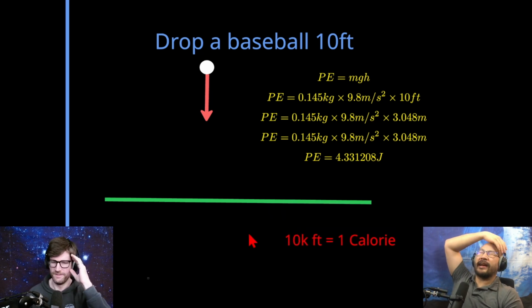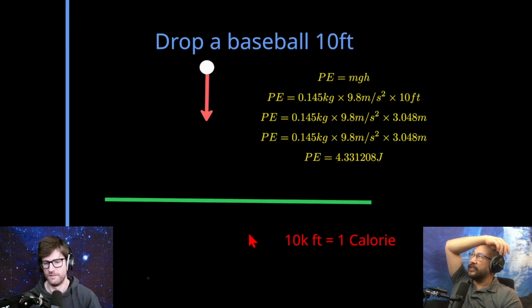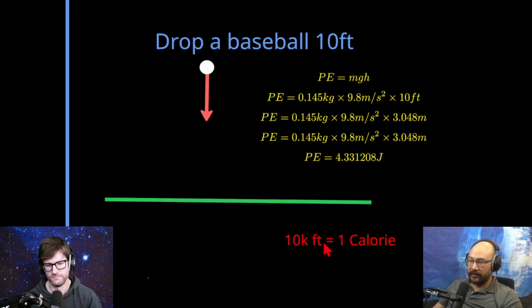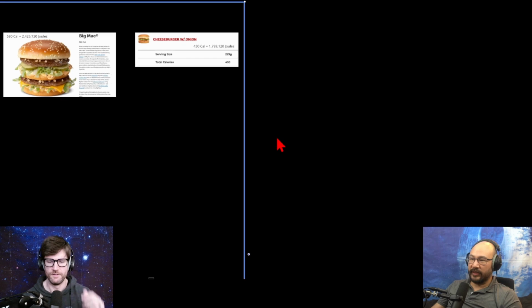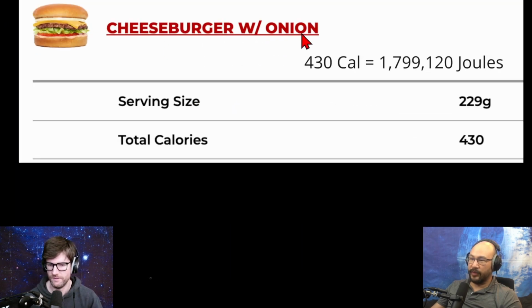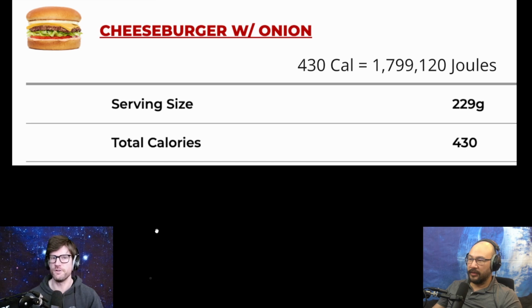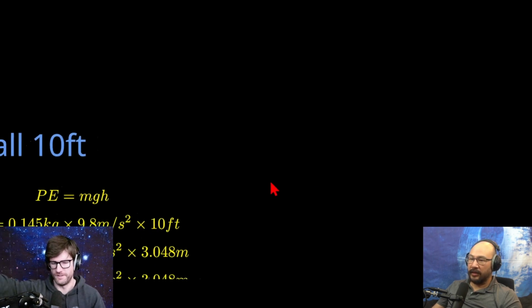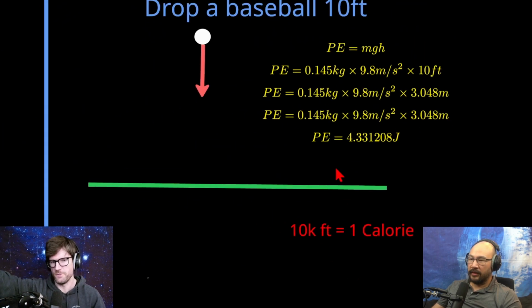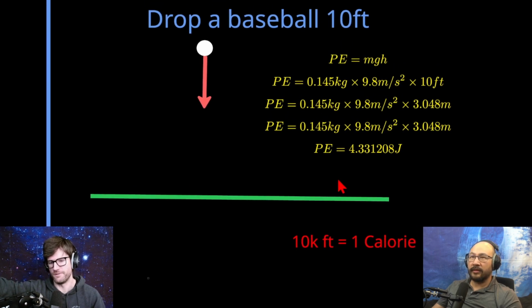How high do airplanes fly? They're at about 30,000 feet. So this is 1 calorie at 10,000 feet. If you drop a baseball from an airplane, that's less energy than what's contained inside of a hamburger or cheeseburger with onion. It's far less energy. If you're at 30,000 feet and you drop a baseball out of the airplane, the potential energy relative to the ground for the baseball is 3 calories.